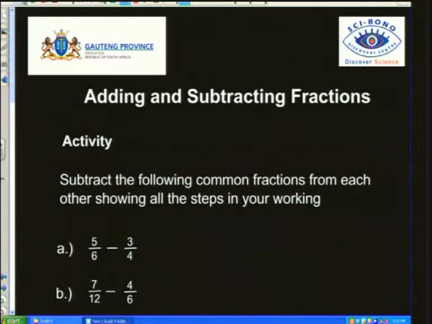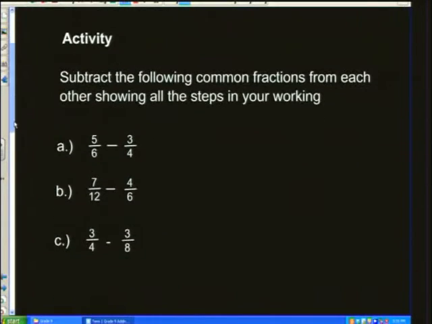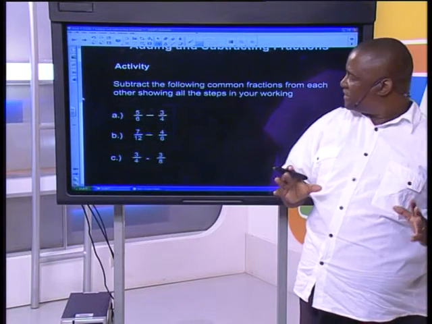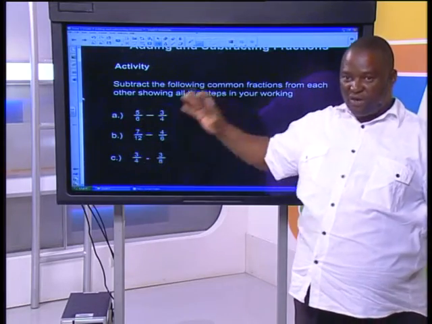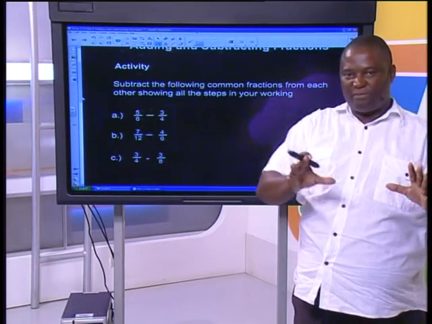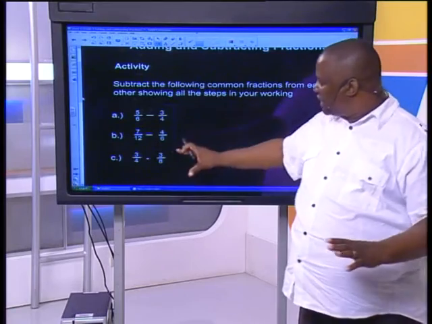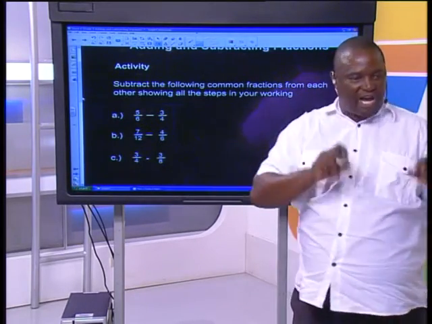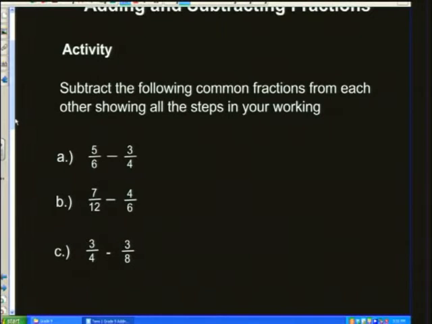No. You've got an activity to do, and I think it is 3 activities. 5/6 minus 3/4, 7/12 minus 4/6, 3/4 minus 3/8. I'm giving you some few minutes to work on these activities. Please work as a team. Have your partner and work on them. Have your group and work on those activities. I expect each and every member of the group to participate. I'm giving you just a few minutes. Thank you.